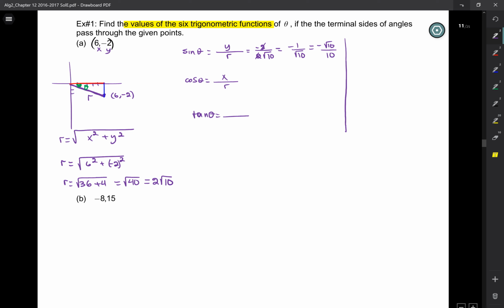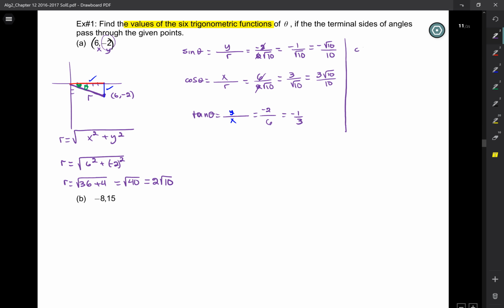Cosine of theta is x over r. So that's always 6 over 2 root 10. 3 over root 10. 3 root 10 over 10. Tangent of theta is the vertical side over the horizontal side, which is y over x. So that's going to be, my y is negative 2, my x is 6, negative 1/3.